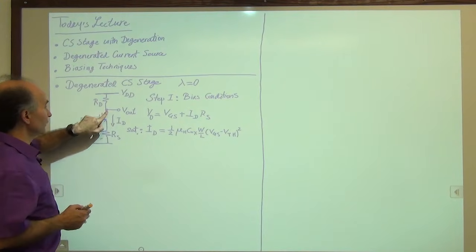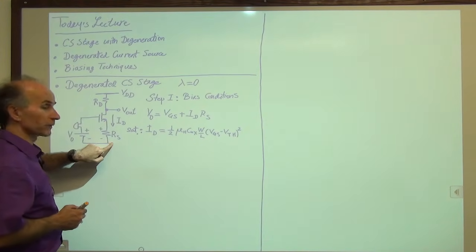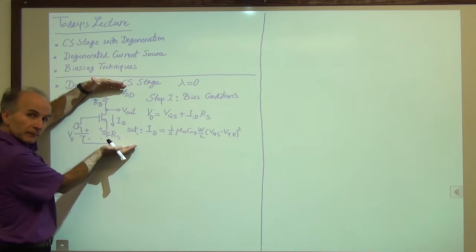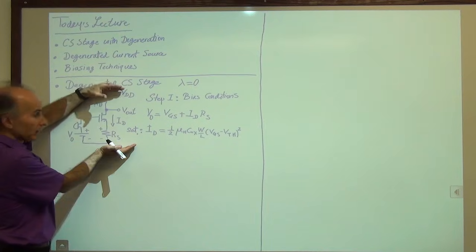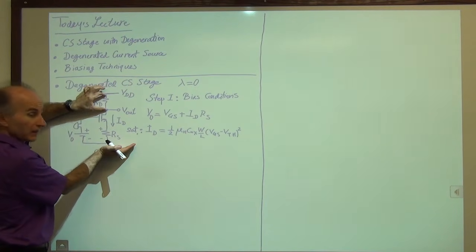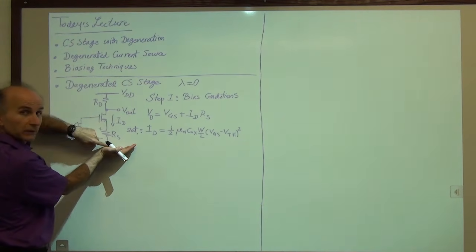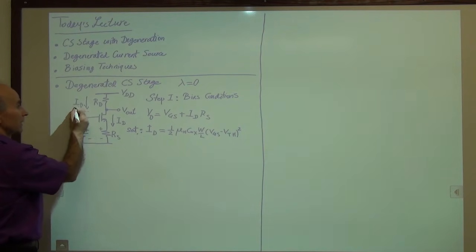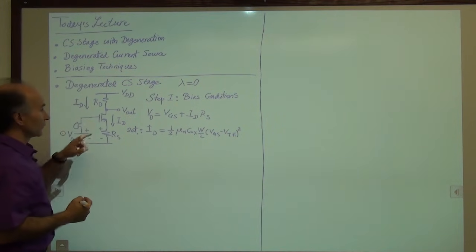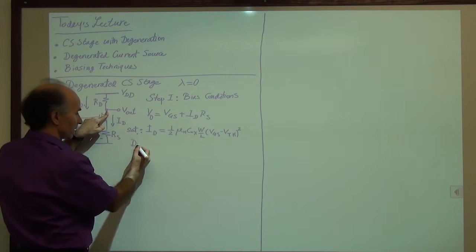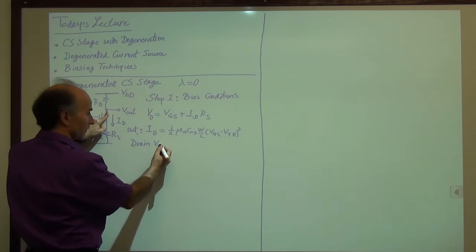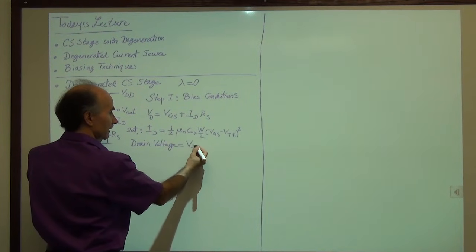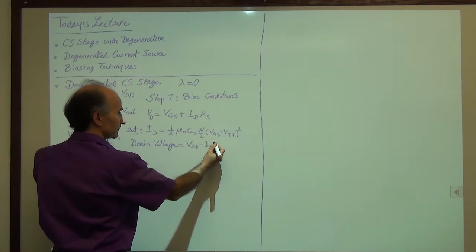So we're going to write the voltage at the drain. How much is that with respect to ground? Well, we have a battery of VDD from here to here. And then from that, we have to subtract the voltage across RD. That will give us the voltage from here to ground. The voltage across RD is, because ID flows through it, ID times RD. So the drain voltage with respect to ground is equal to VDD minus ID times RD.